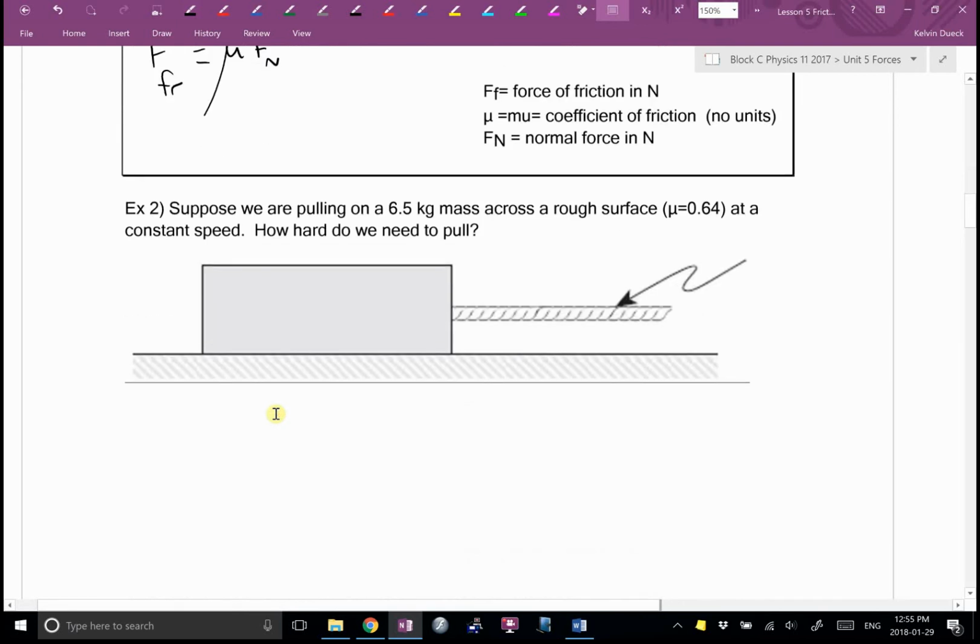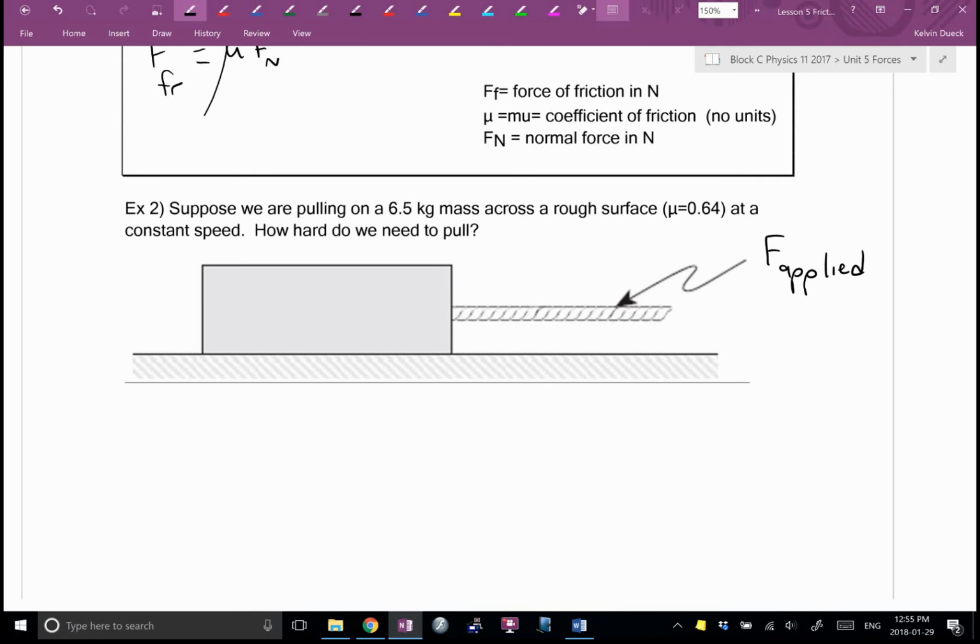So let's go to example two already. Supposing we're pulling on a 6.5 kilogram mass across a rough surface. Let's say the coefficient of friction is about 0.64. Rubber on tires is around 0.75, so you would feel this tugging back on you. You would feel like you were having to oomph to slide. At a constant speed, how hard do we need to pull? We want to find this force right here, and I'm going to give this force a special name. We call the force coming from off of the page somewhere the applied force. How big an applied force do I need to put on this?